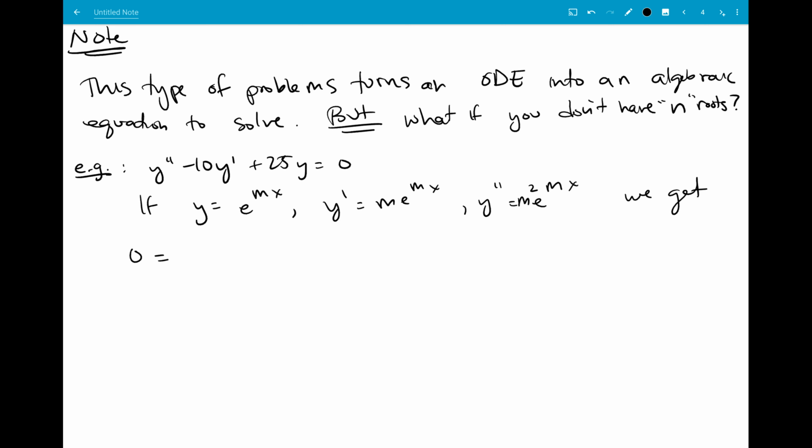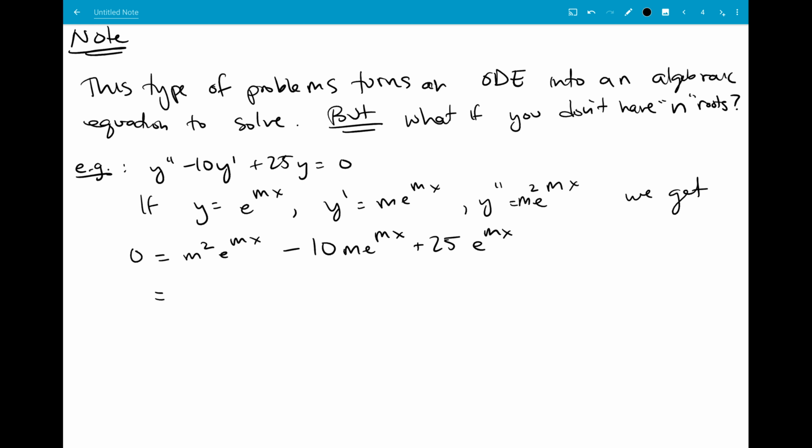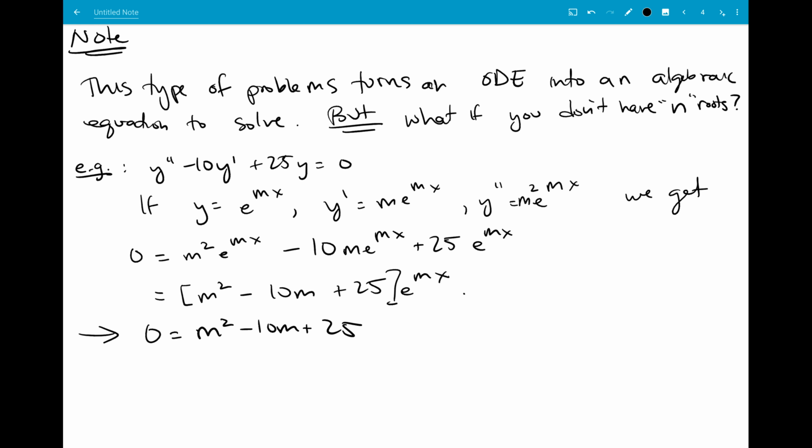we get that we should have 0 equal to m squared e to the mx minus 10m e to the mx plus 25 e to the mx, which is going to give us m squared minus 10m plus 25, times e to the mx, when we factor out that e to the mx. So we're trying to solve the auxiliary equation 0 equal to m squared minus 10m plus 25, which when we factor it is just m minus 5 times m minus 5.